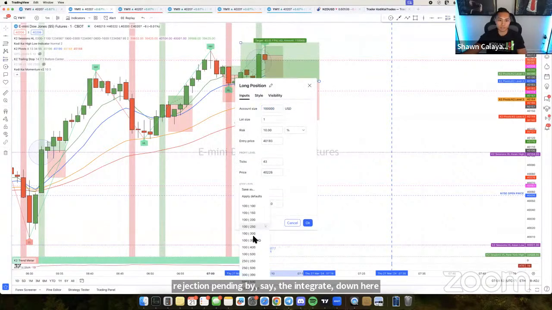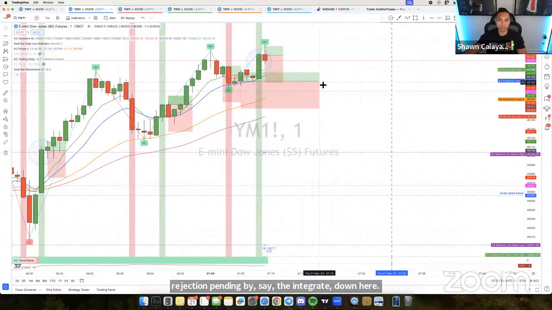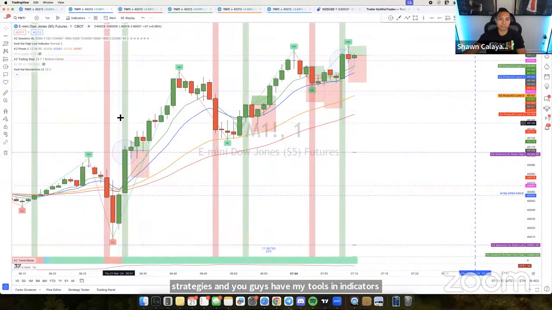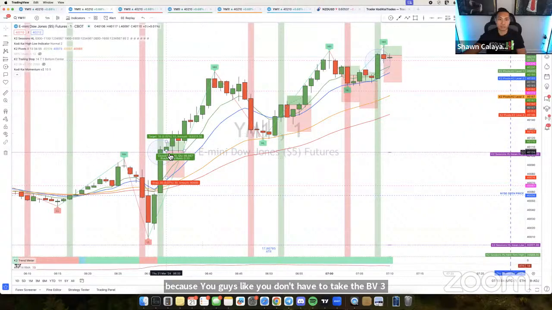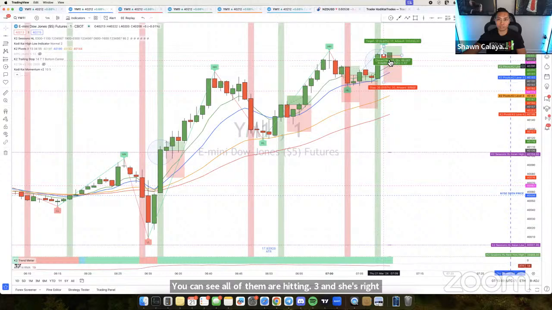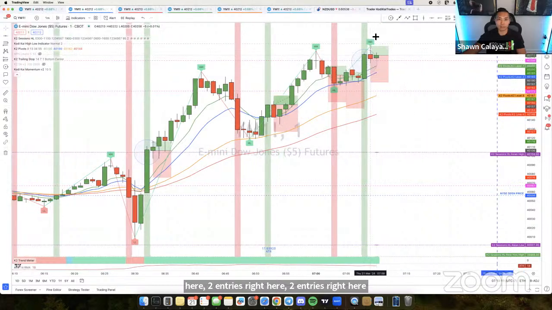So you guys can see my strategies. This is why I'm saying it's important that you understand my strategies and you have my tools and indicators, because you don't have to take the BB3. If you have my indicators, you can take any of these strategies here and you can see all of them are hitting. 3 entries right here, 2 entries right here, 2 entries right here, 1 entry right here, and 2 more entries right here. All for full TPs.